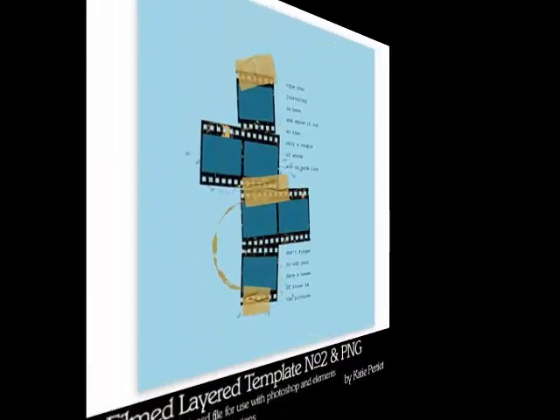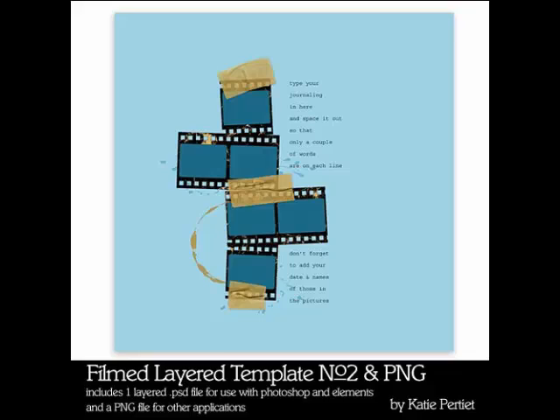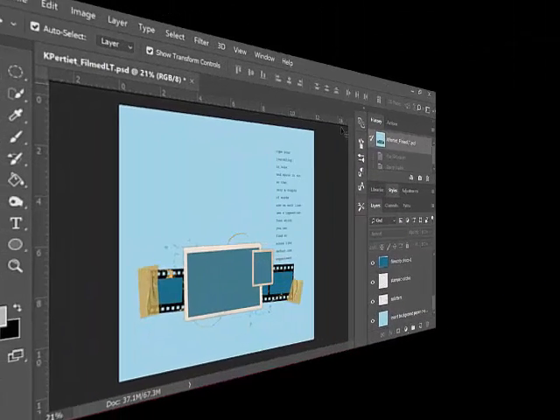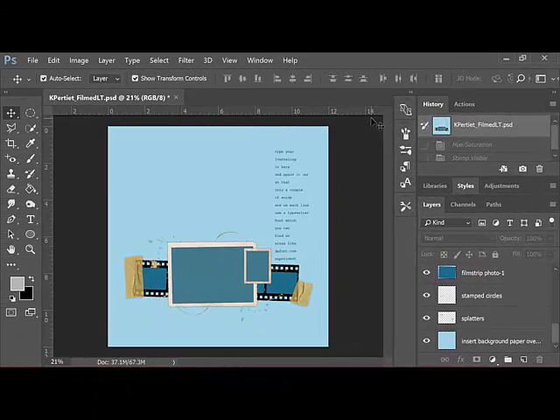The first technique is outline frames. The outline technique is inspired by Patricia's adorable baby page. There are several ways to get the effect of the Filmstrip frames on Patricia's page. One way is to outline the frame. Here's how. Begin by opening the layered template or the frame image in Photoshop or Elements.